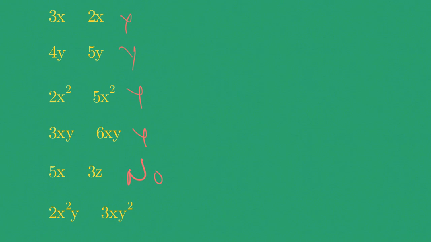How about 2x squared y, 3xy squared? Yes or no? No. Why? It's the exponent. Good, good. It's the exponents, right? Do they have the same variables? Yes, but do those variables have the same exponents? No, and that's what kicks that one out, okay? So this is a no.